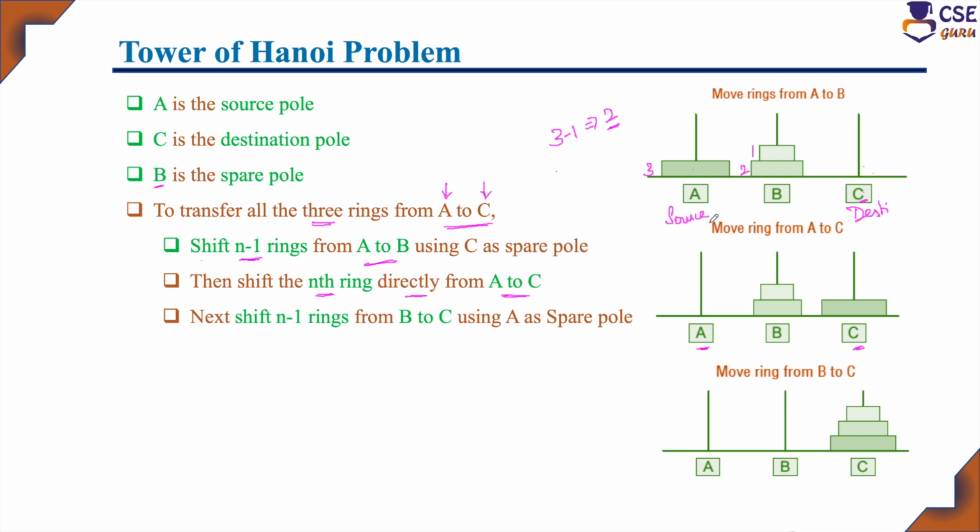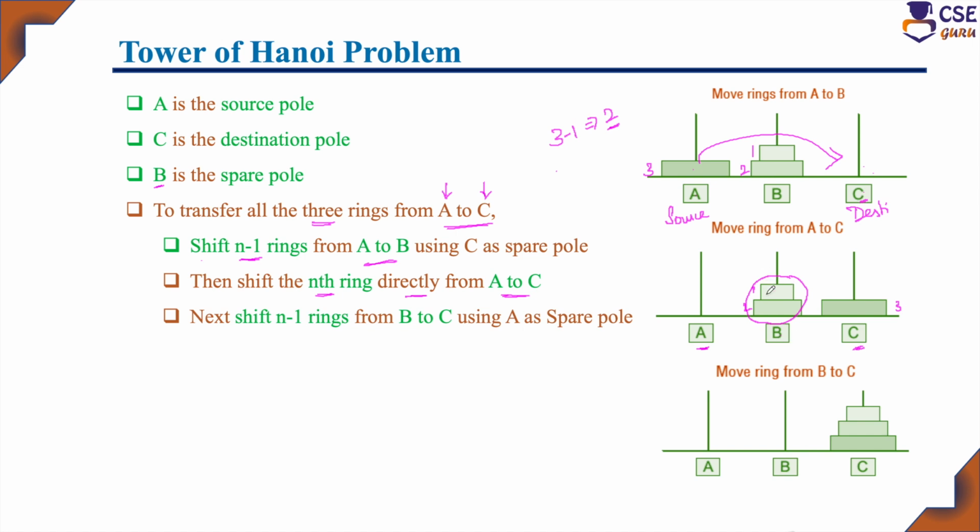So now we have shifted this largest ring to C. This is the second step. And the third step: now the n minus 1 rings are at pole B, right? So now what do we have to do? This is ring number 1, ring number 2, ring number 3, which we have already placed.